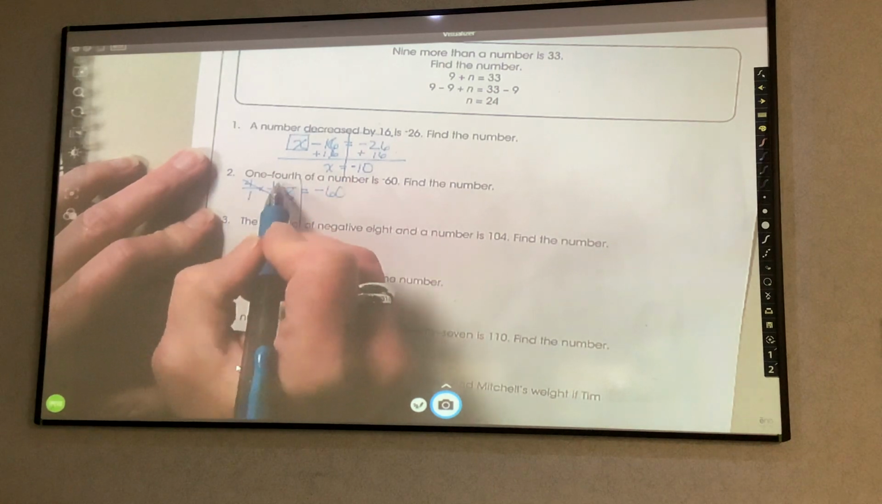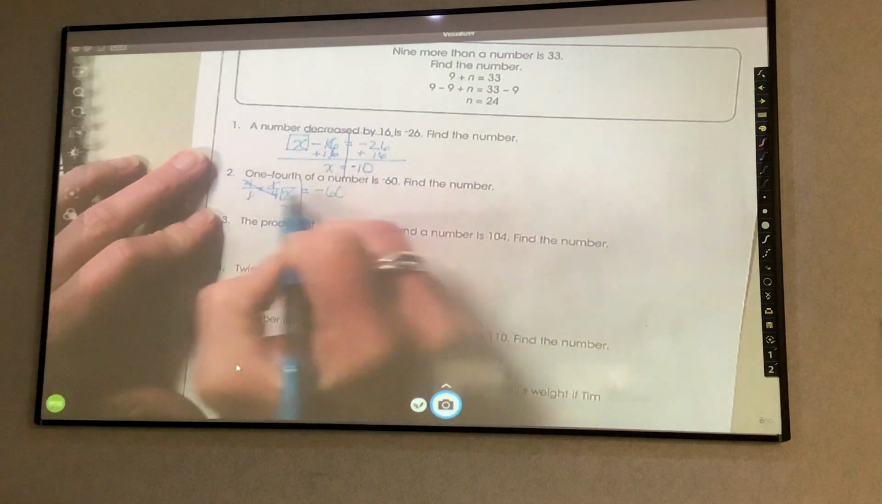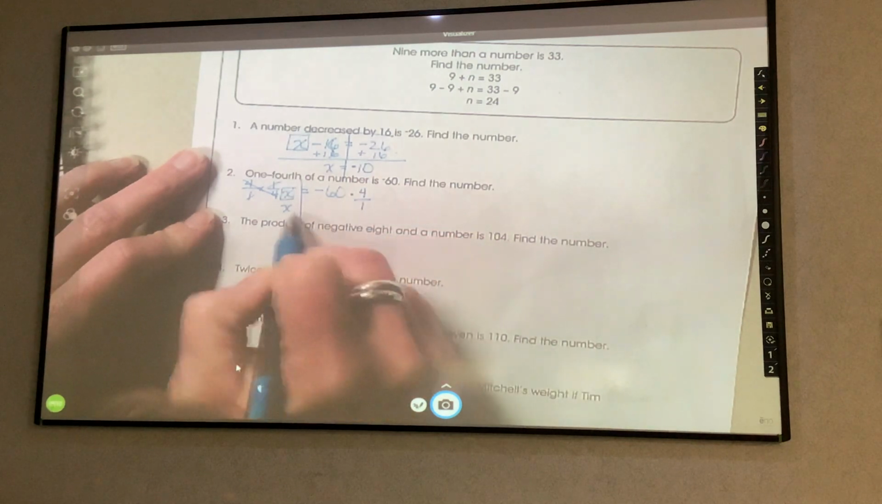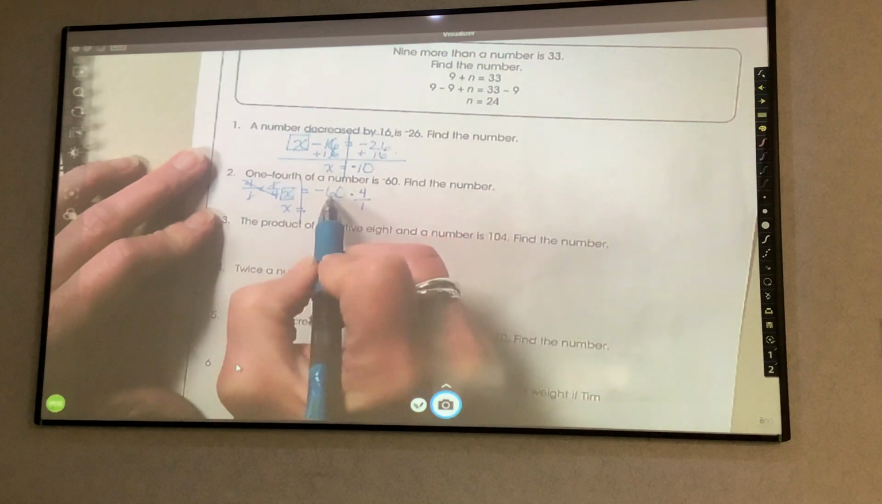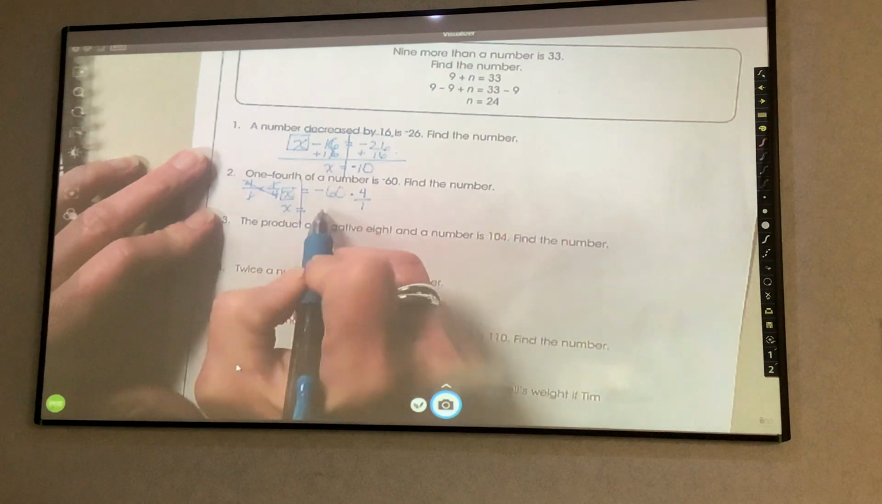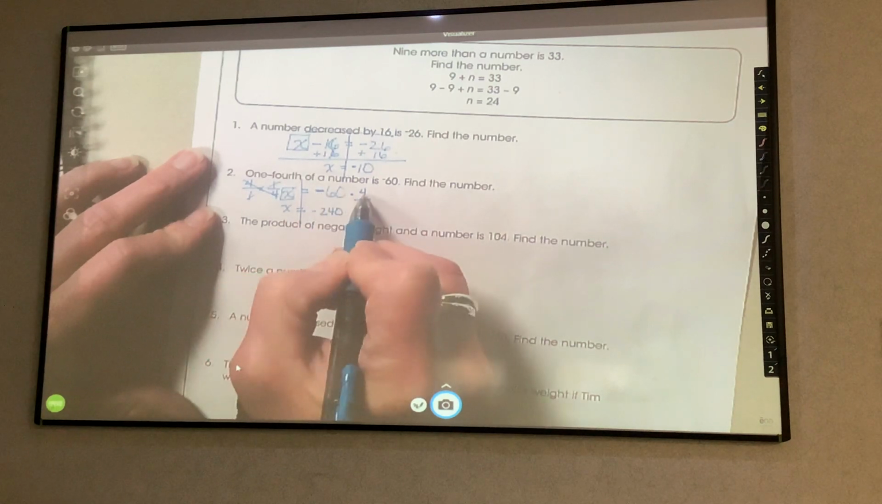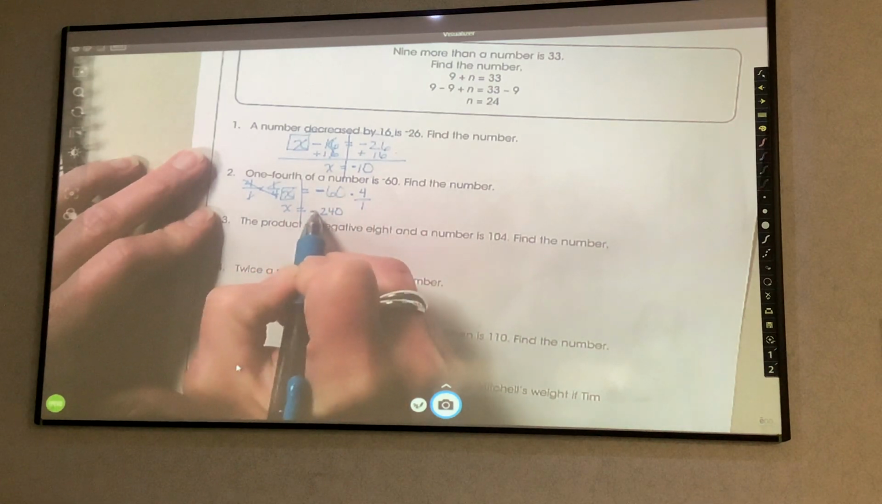So those cancel each other out, so I'm left with x. If I multiply that side by the multiplicative reciprocal, same goes over here. So 6 times 4, how I'm doing my math, is 24, and then I just bring in my 0. A negative times a positive is a negative.